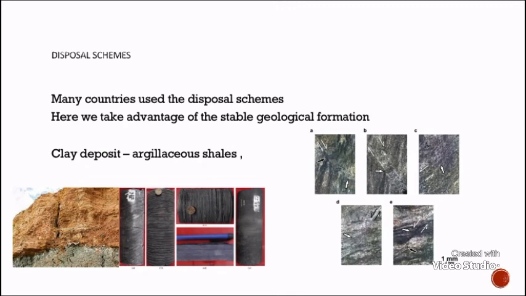These include clay deposits, which are normally used in Belgium, or argillaceous shales, and also opalinus clay, a kind of clay. And the topic that we want to talk about here, granitic rocks also, which are probably used in Canada, China, and Japan.